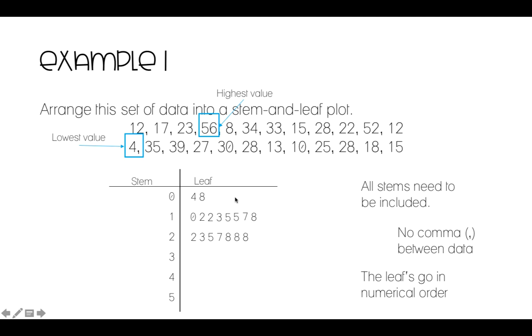And then we keep going, making sure we include all of them. As you can see, we had no 40-anything, so we just leave it blank, but we still must include that stem of 4.